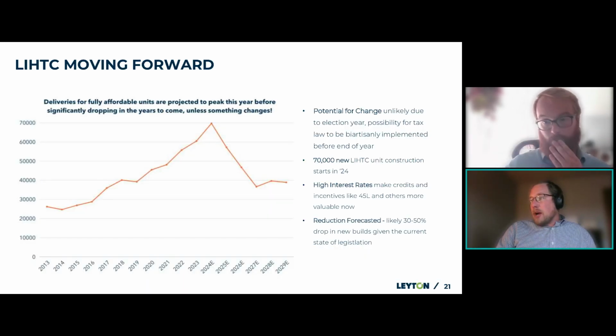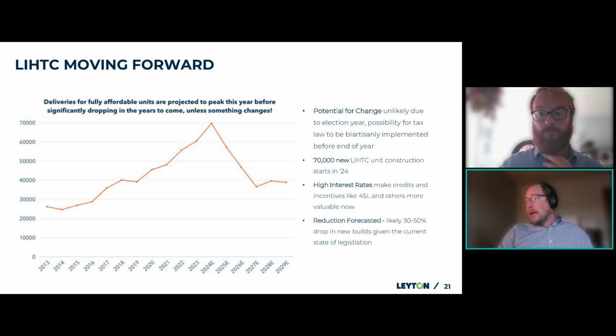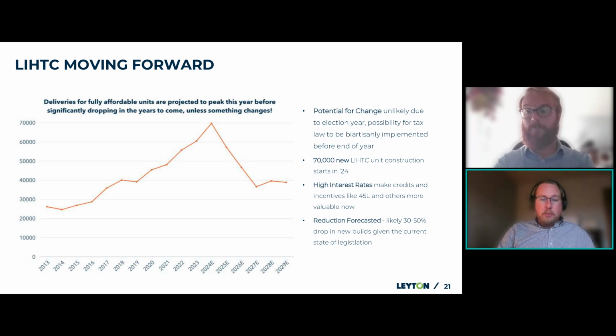So this is a snapshot to look at where LIHTC is heading towards. A little bit of history here going back to 2013. And it's very clear based on the graph that there's an expected drop-off currently forecasted for LIHTC. But right now here in 2024, we're looking at about 70,000 new LIHTC affordable units that were added to the housing supply. And it's forecasted that down to the low point of 2027, that should drop off to about 35,000 units started. A lot of the uncertainty here has to do with the market conditions.